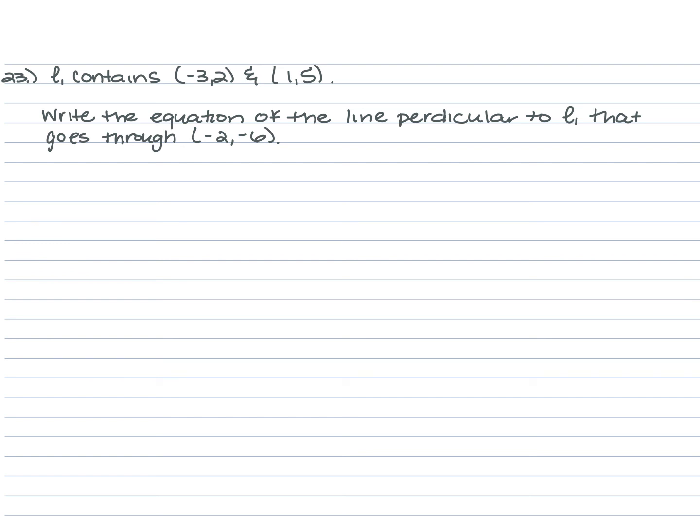For this, first thing you have to do is find your slope. Find the slope of the original line. So line 1 slope is going to be what? Use the negative 3, 2 as x1, y1, and the 1, 5 as x2, y2. This is going to give us 5 minus 2 over 1 minus negative 3, which is 3 over 4.